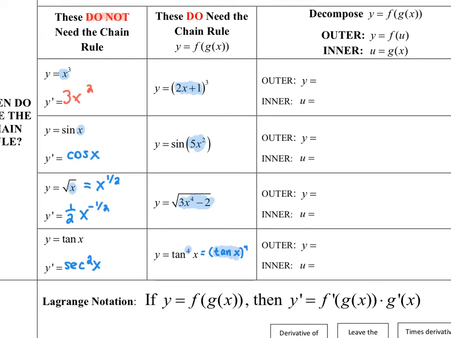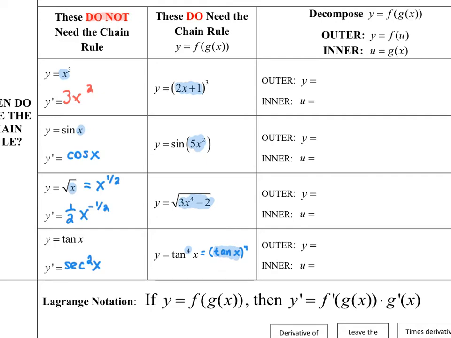So now that you see when you need to use it, with this middle column, these all need a chain rule. The first column is just business as usual, what we've been doing for the past month. So once you've decided that you need a chain rule, you have to pick out the outer function and the inner function.